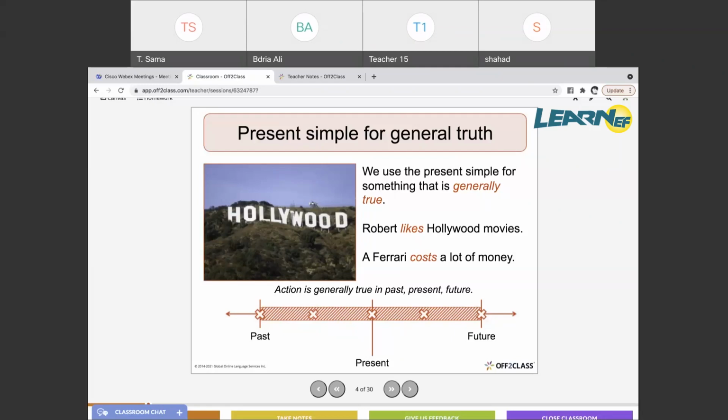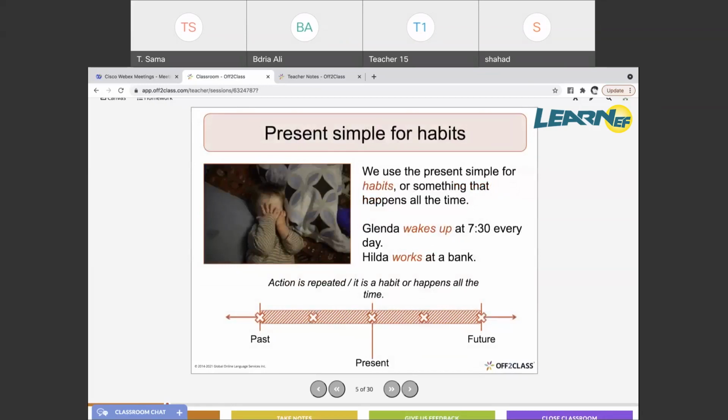We also use the present simple for habits or routines, things that happen all the time. The action is repeated, مكرر. So Glenda wakes up at 7:30 every day. Yesterday she woke up at 7:30. Today she woke up at 7:30, and tomorrow she's going to wake up at 7:30. It is a routine, a habit. She does this every day. The action is repeated. Okay?